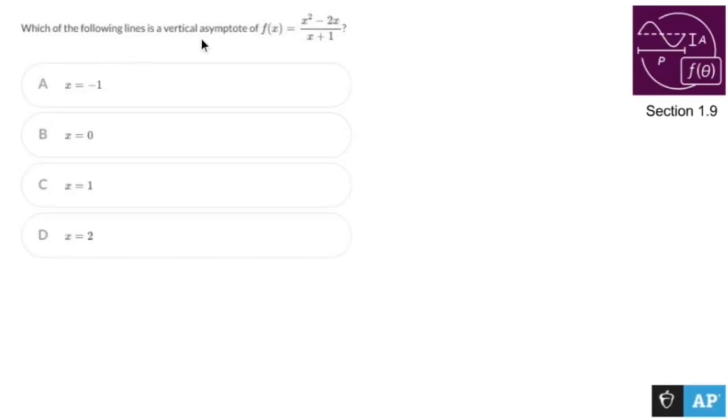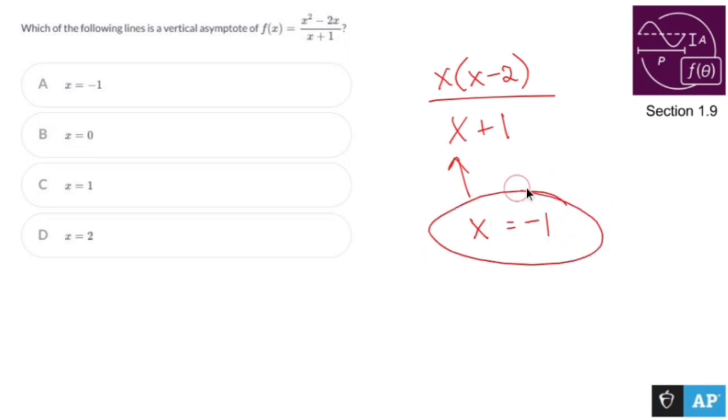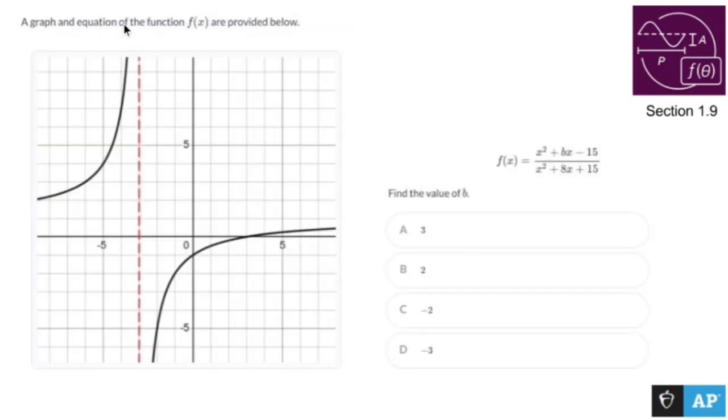Fun. Which of the following lines is a vertical asymptote of f of x equals x squared minus 2x over x plus 1? Well, I have x plus 1 on the bottom. So unless I have x plus 1 on the top, which I don't, because if I factor out x, I have x minus 2, my vertical asymptote is going to be the x value that makes the bottom 0, so x equals -1 is my one and only vertical asymptote, which is A. Pretty simple, pretty easy.